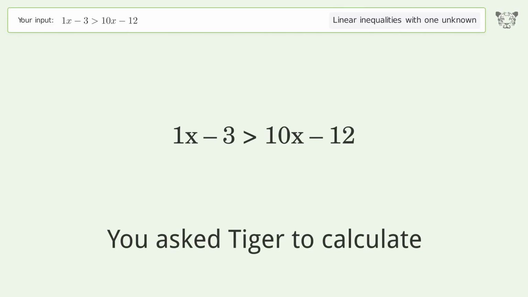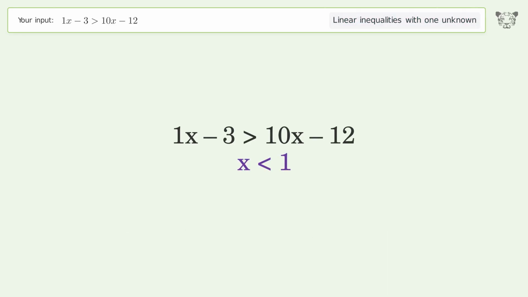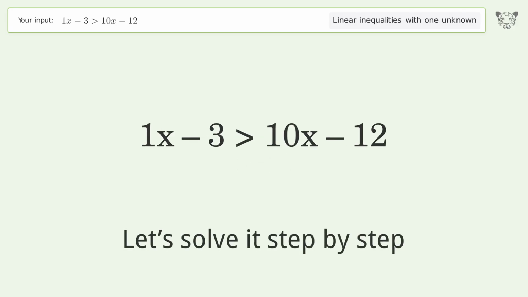You ask Tiger to calculate. This deals with linear inequalities with one unknown. The final result is x smaller than 1. Let's solve it step by step.